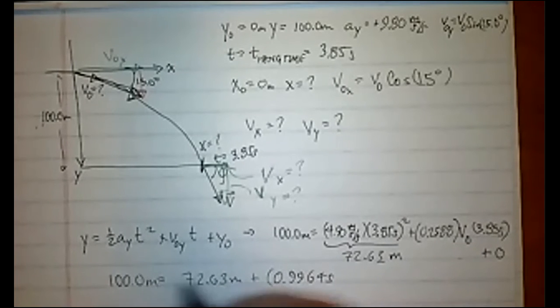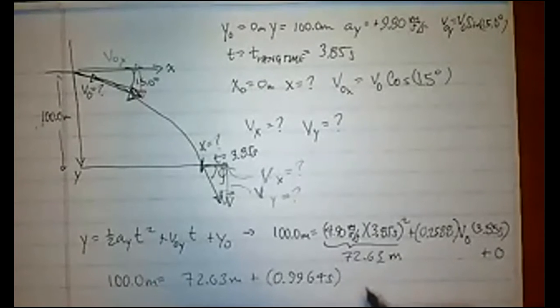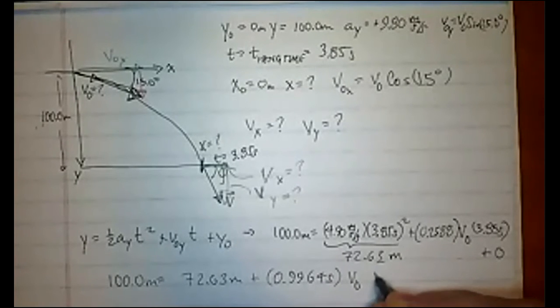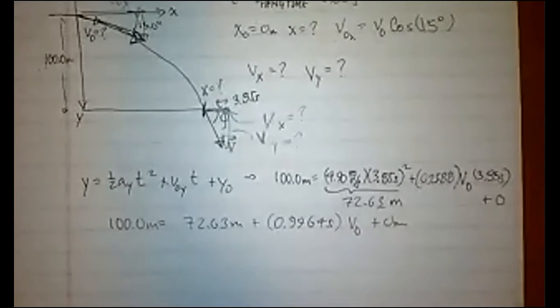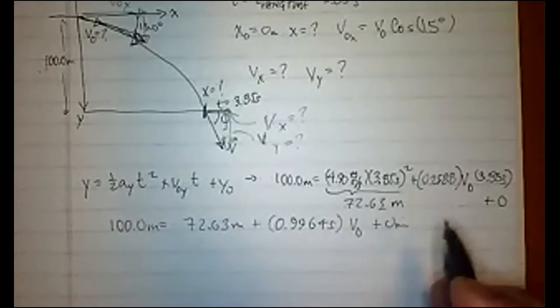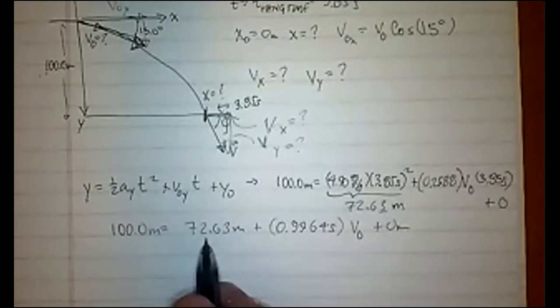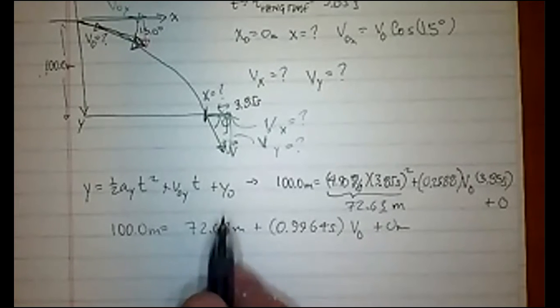This was meters. I was going to keep off the units, but now that I've gotten this mess, I decided to go ahead and do it this way. V0, and then plus the 0 meters as well. So we see everything works dimension-wise, everything works mathematically. What I have to do is subtract 72.63 from 100.